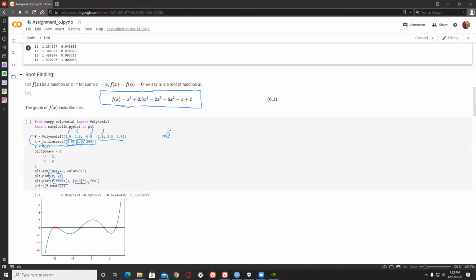So this is done manually, but what we could have also done was apply the polynomial function on the x values that gives us 0. So this will give us 5 zeros as well.